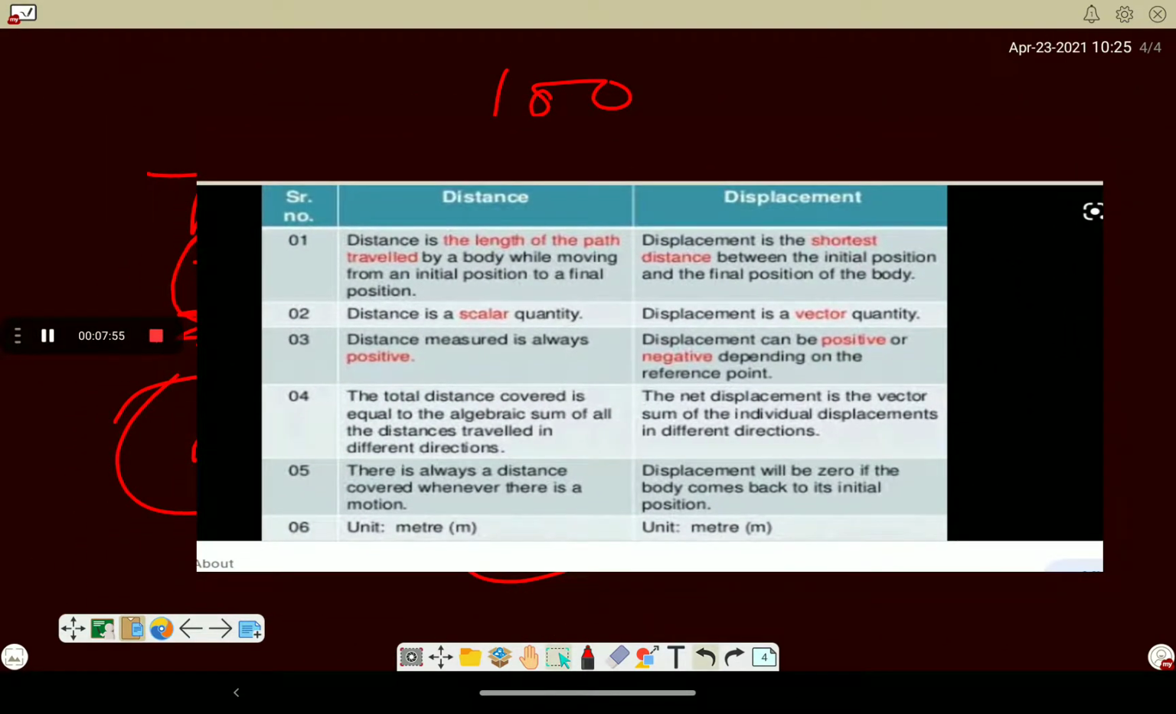If we distinguish it, the first point is that distance is the length of the path traveled by a body while moving from initial position to final position. हमने कितना path travel किया, उसकी जो length होगी वो हमारी distance है. Whereas displacement is the shortest distance between initial and final position.